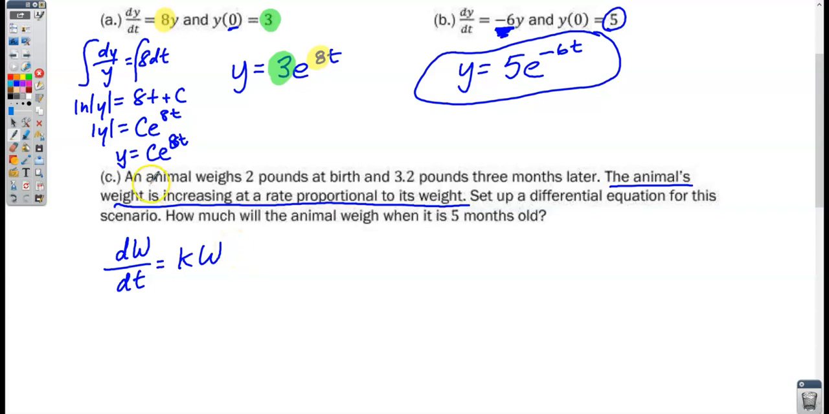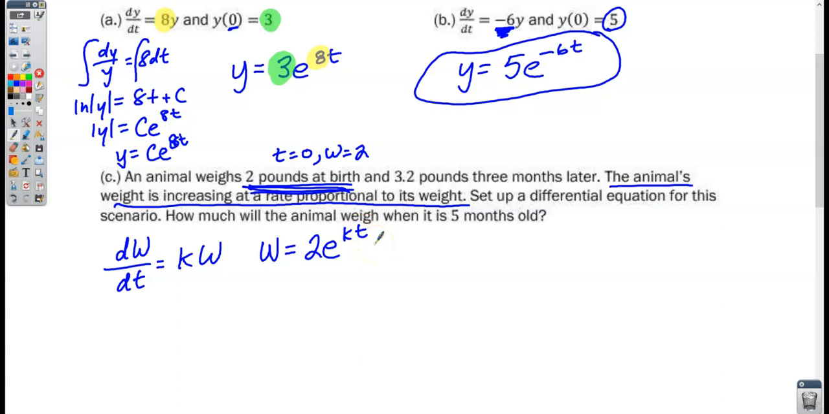Now, we're told here that the animal weighs 2 pounds at birth, so that's our initial condition. At time 0, W equals 2. That means that we can set up this equation. We don't know what k is yet. We're going to figure out what k is in a moment. But we can set up this equation, W equals 2, since 2 is my initial condition, e to the kt.